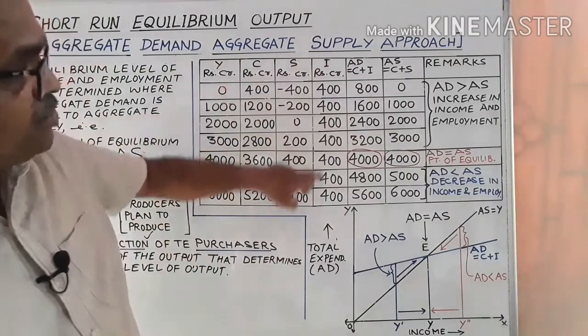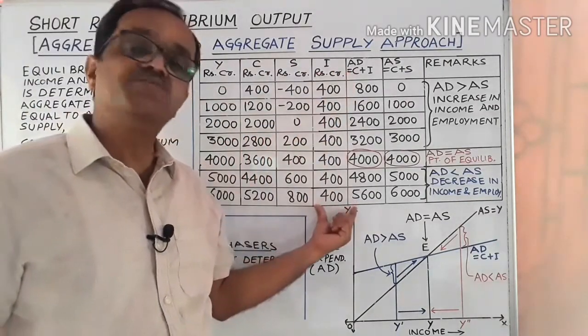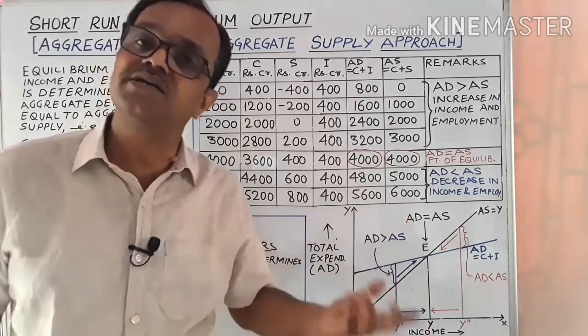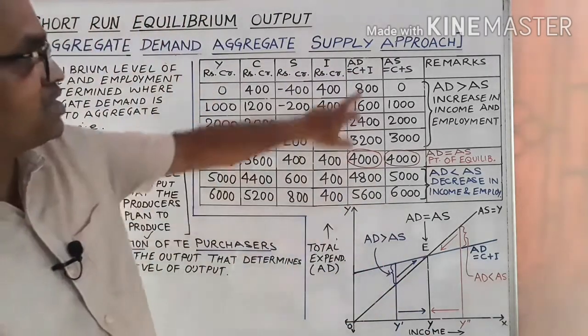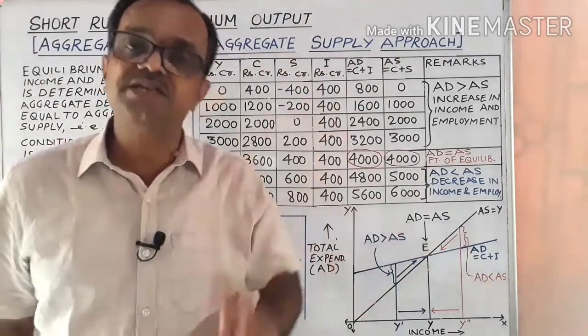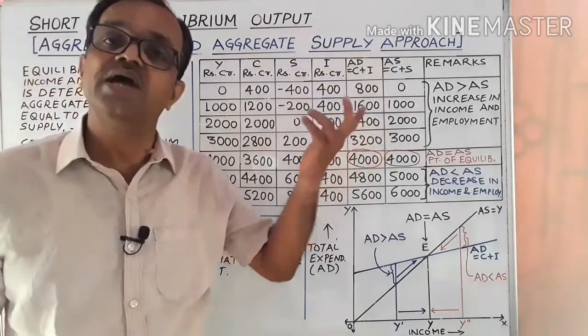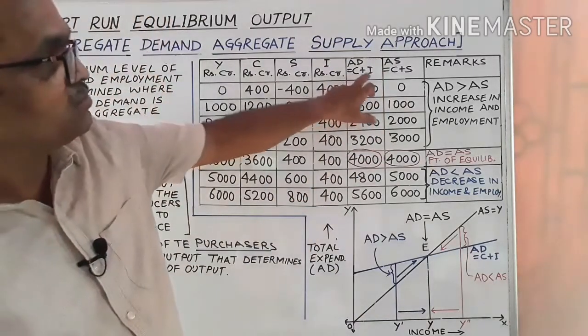Investment is taken to be of autonomous nature, that's why the value of I is taken to be constant here at 400 crore rupees. Now what is aggregate demand? That is consumption expenditure plus investment expenditure, the sum total of C plus I, that is equal to aggregate demand. So AD is equal to C plus I.